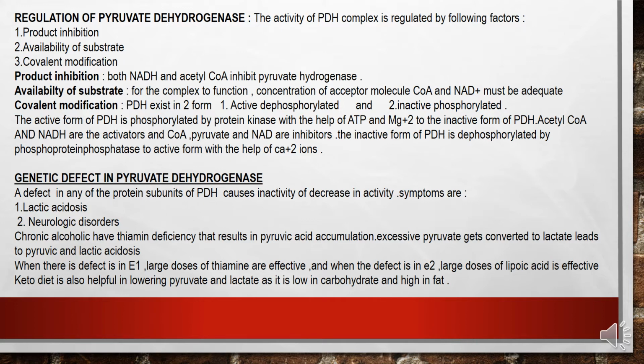When the defect is in E1, large doses of thiamine are effective. When the defect is in E2, large doses of lipoic acid are effective. A keto diet is also helpful in lowering pyruvate and lactate, and it is low in carbohydrate and high in fat.